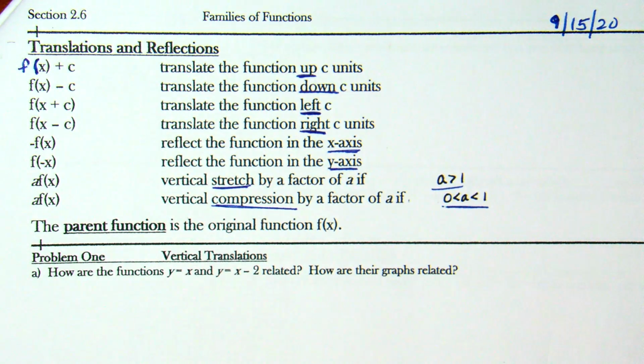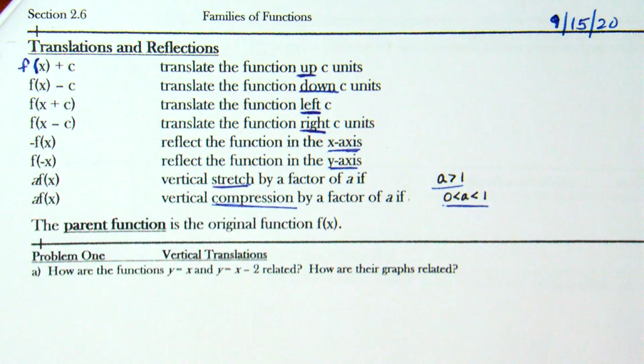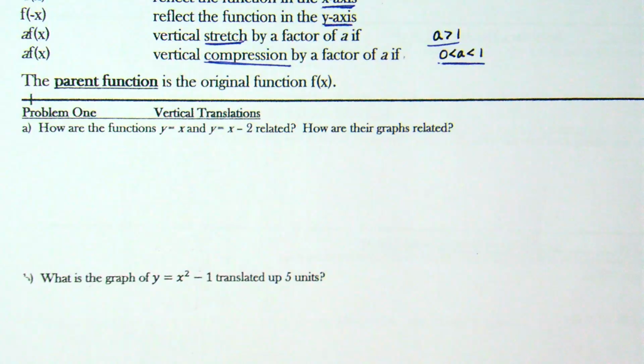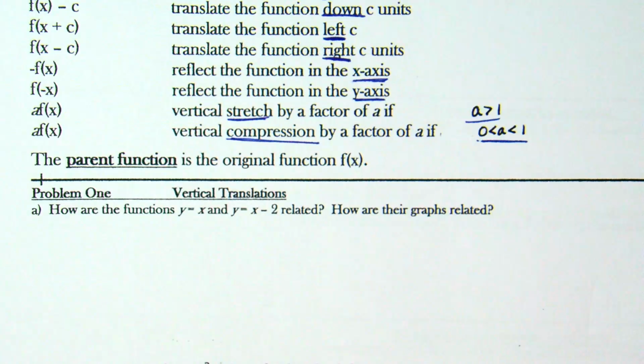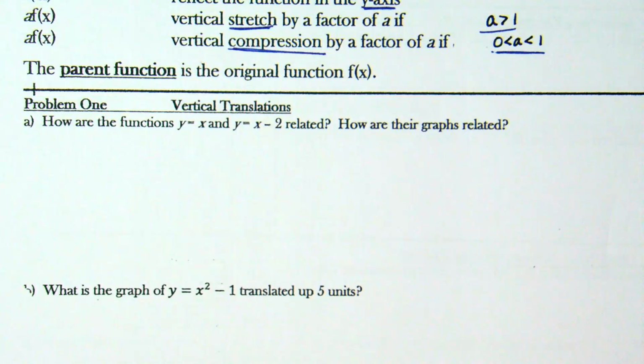So, the front of this page, we're talking about the translation. And again, I want to try and draw some connections for you. I don't know if I can get that all on the screen that I want there. Example A. How are the functions y equals x and y equals x minus 2 related? And how are their graphs related? So thoughts about y equals x and y equals x minus 2.